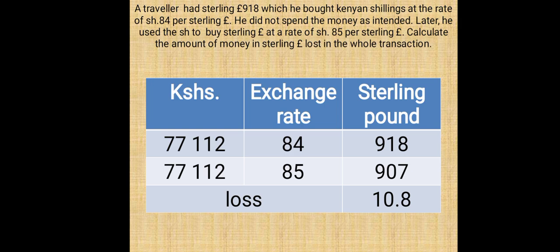A traveler had 918 sterling pounds, which he bought Kenyan shillings at the rate of 84 per sterling pound. He did not spend the money as intended. Later, he used the shillings to buy sterling pounds at a rate of 85 per sterling pound. Calculate the amount of money in sterling pounds lost in the whole transaction.